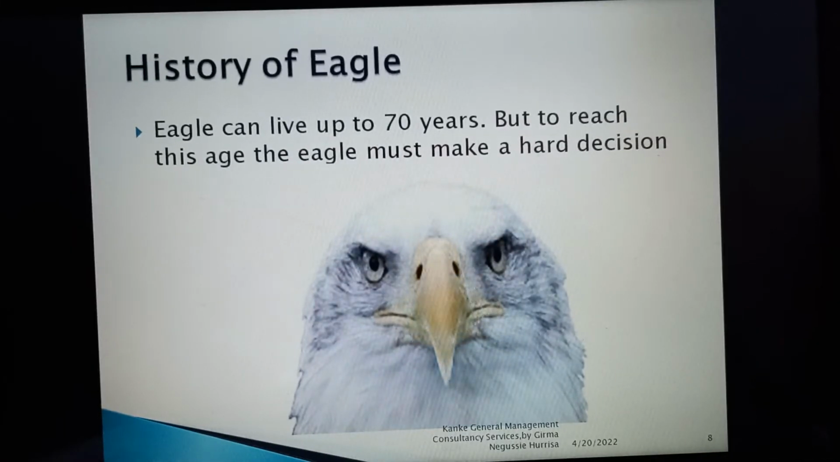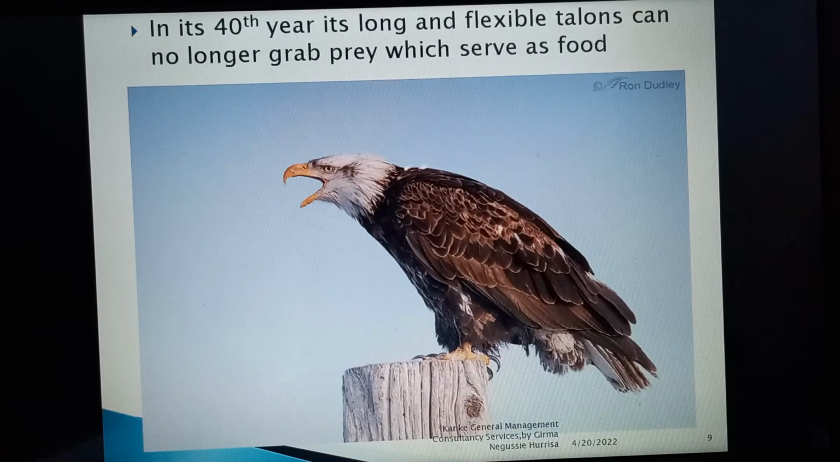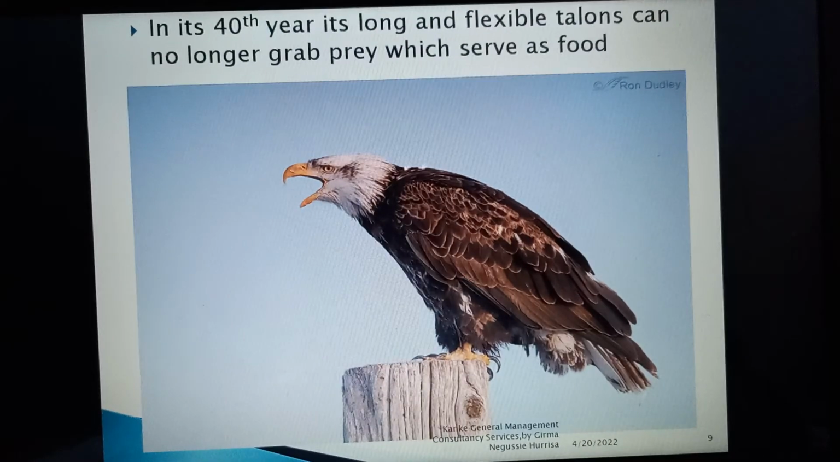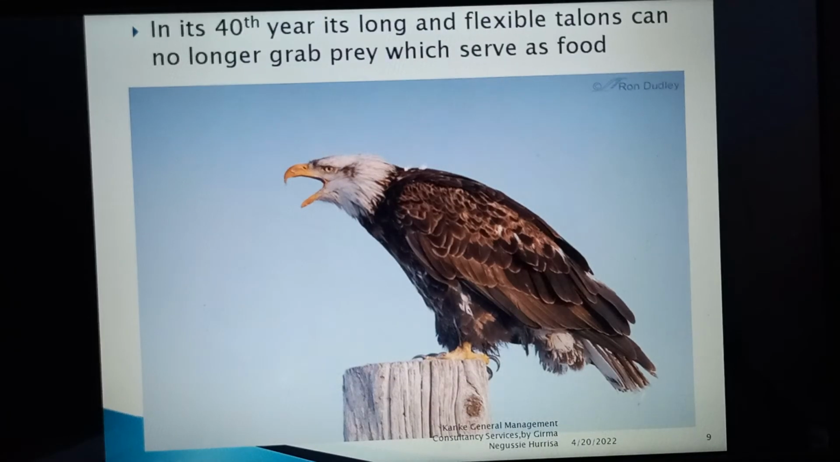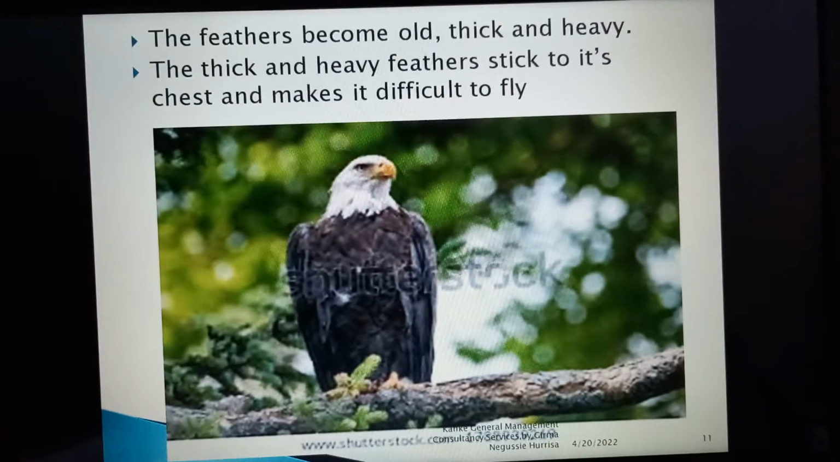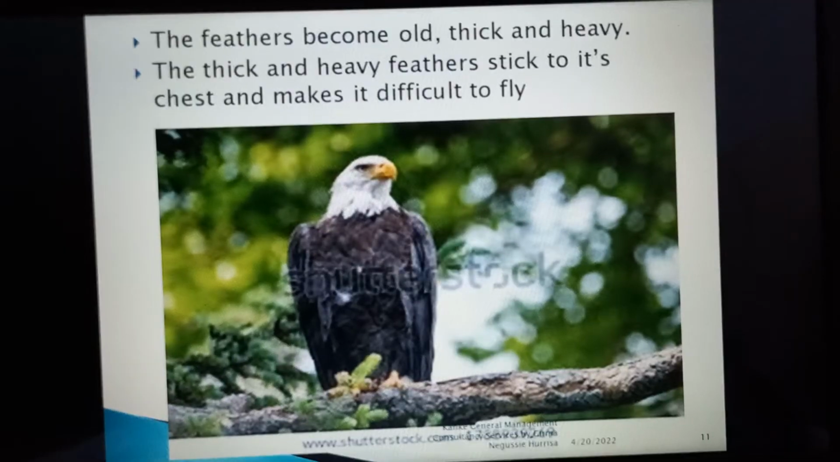Hence, let's directly link how the history of the eagle or the biography of the eagle is related with change management. An eagle can live up to 17 years, but to reach this age, the eagle must make a hard decision. In its 14th year, its long and flexible talons can no longer grab prey, which serves as food. Its talons become ground down so that it cannot handle or grab its prey. Its long, sharp beak becomes bent. The feathers become old, thick and heavy, so that they stick to the chest of the eagle. So for the eagle, it's very difficult to flexibly hunt its prey.